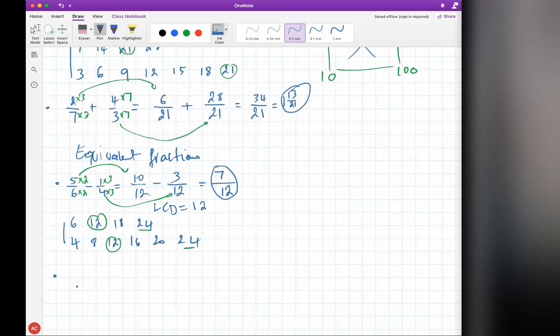So for this one, we just leave 7 over 12 like that. Yes, because you can't simplify it. You can't turn it into a mixed number because it's proper. Why can't we make it 1 and something? Because 12 does not go into 7. This is proper, not improper. Exactly, got it.